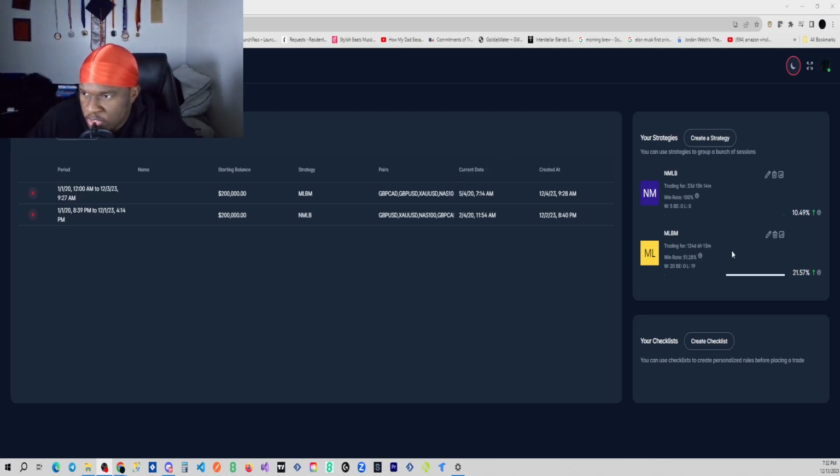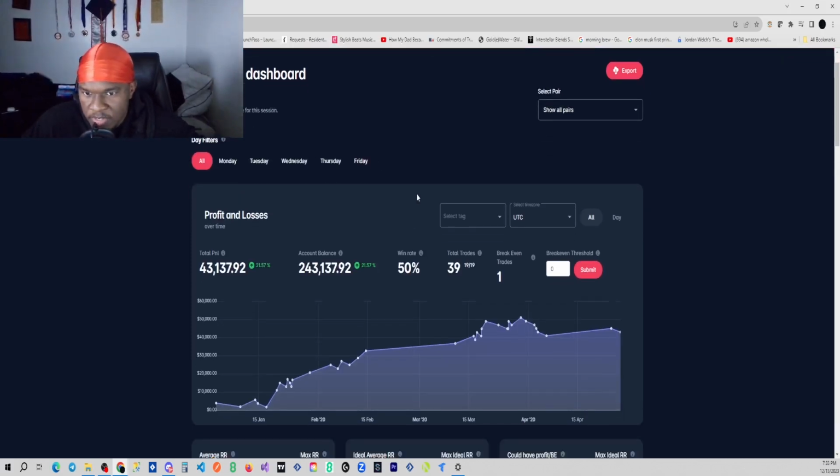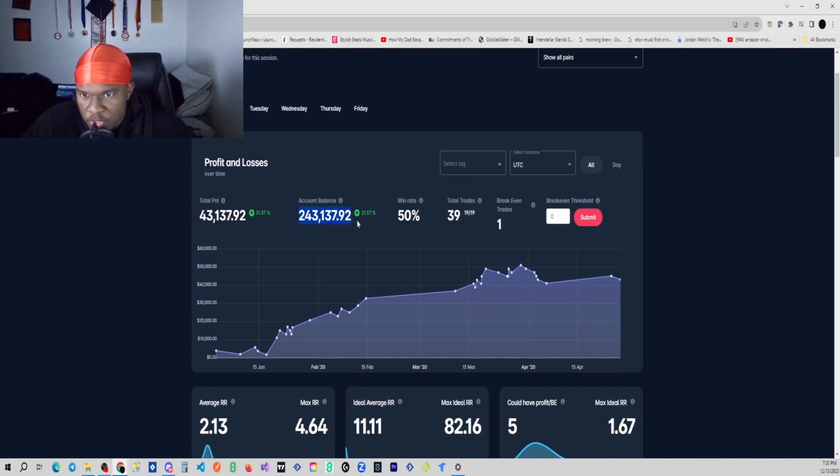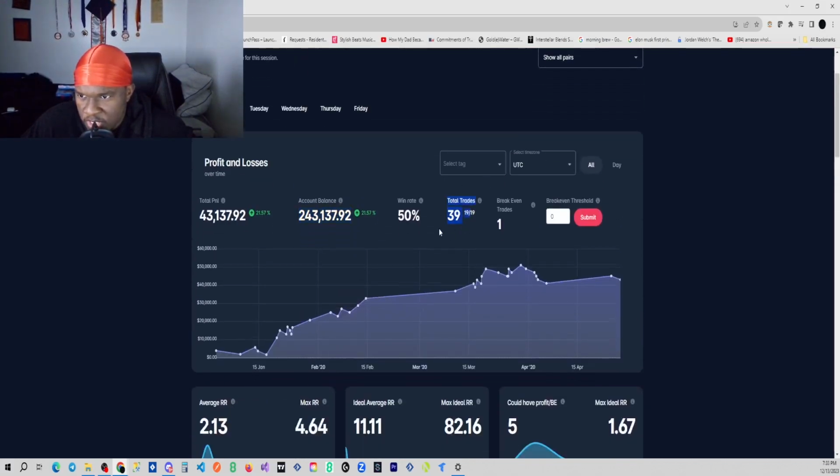Let me show you guys this MLBM setup that I have. This is my A plus setup and this is my B setup. Let me show you the stats on the A setup. The great thing about this software is it tracks literally everything for you. I started with a 200K account, up 21%, over the course of 39 trades.